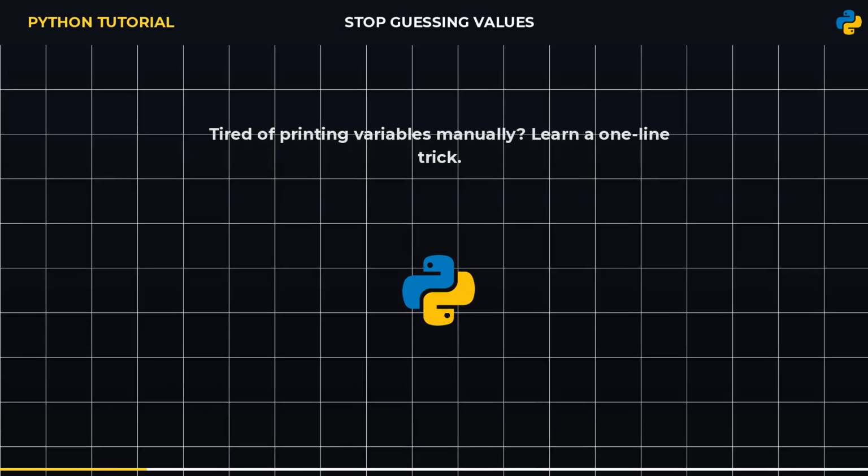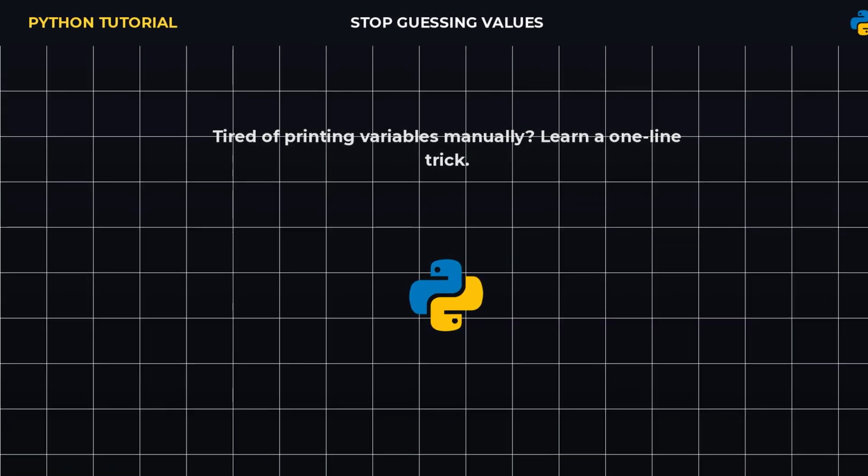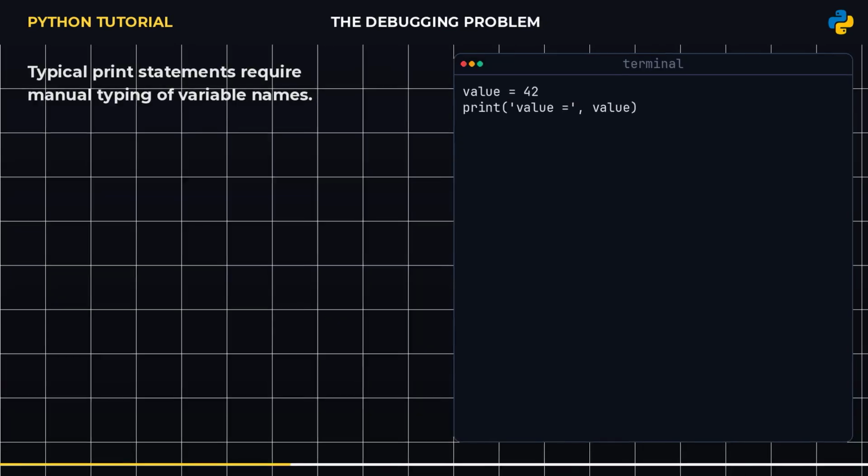Welcome back. In this video, we'll tackle the common frustration of guessing variable values while coding. I'll show you a simple Python f-string feature that prints both the variable name and its value instantly. No more extra print statements or manual formatting. Let's dive in.